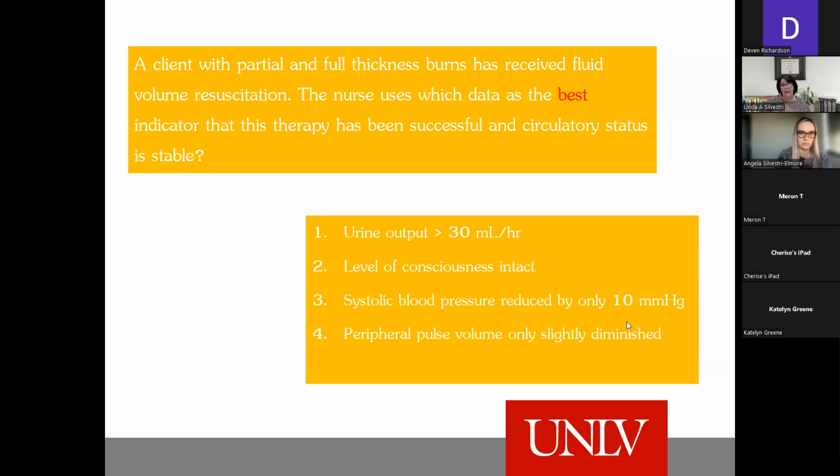And no one selected option 3, that's great. And there were a few people who did select option 4, peripheral pulse volume only slightly diminished. Well, we don't really want it diminished at all. And so try to keep that in mind. And that's why option 4 is probably incorrect, if you look at it from that point of view.